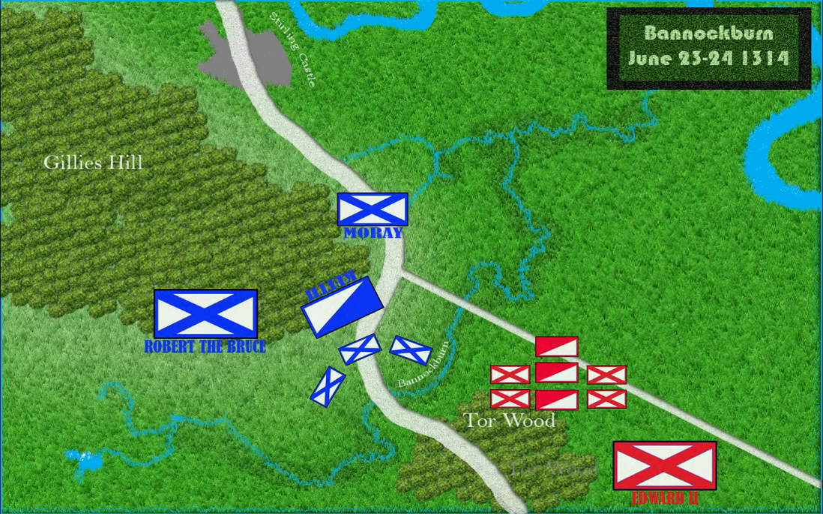The Battle of Bannockburn was a decisive victory for the Scots in the First Scottish War of Independence. It took place between June 23rd and June 24th of the year 1314. Although it was a great victory for the Scots, it would not be the end of the war, which would continue for 14 more years.